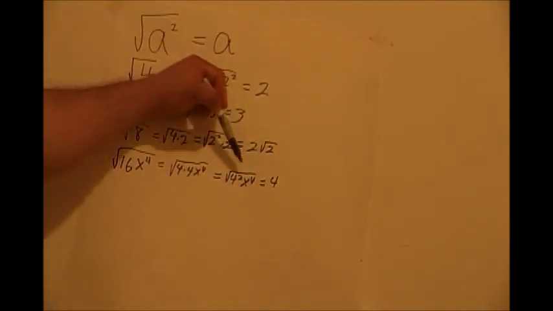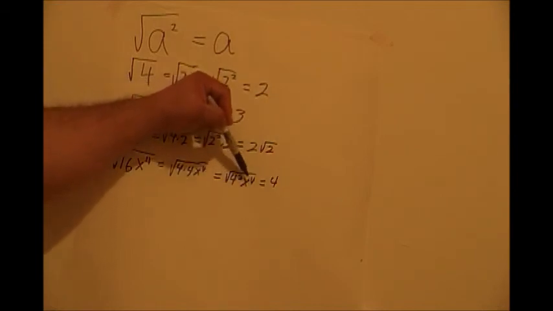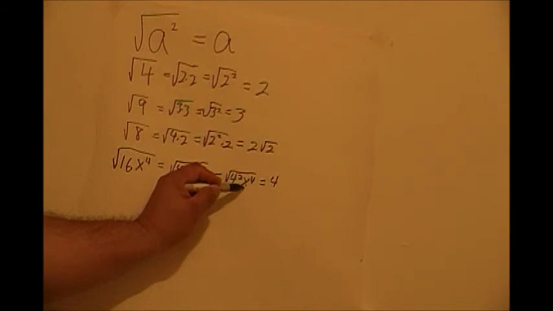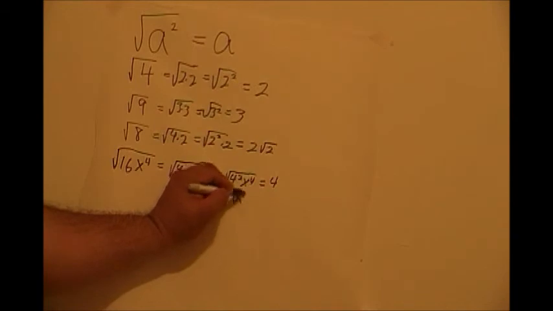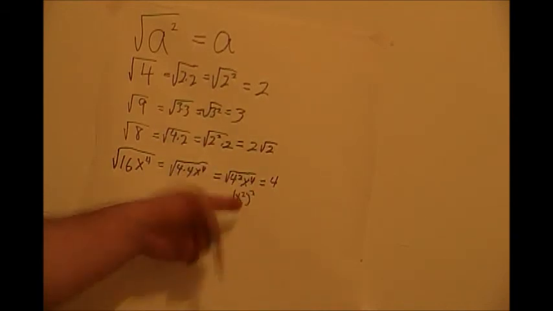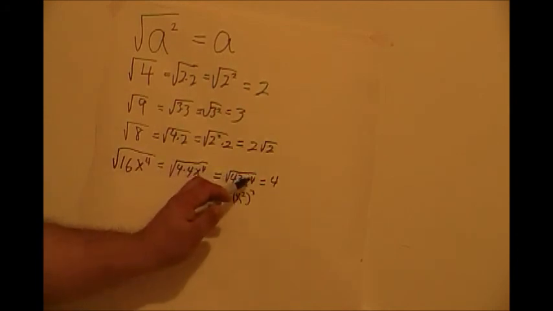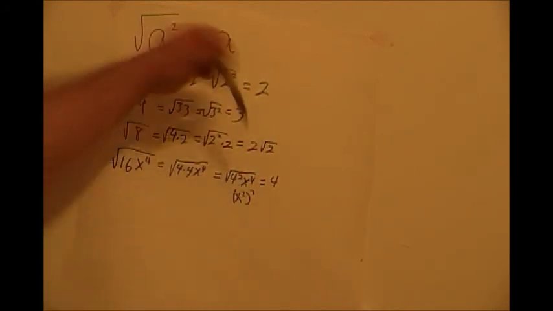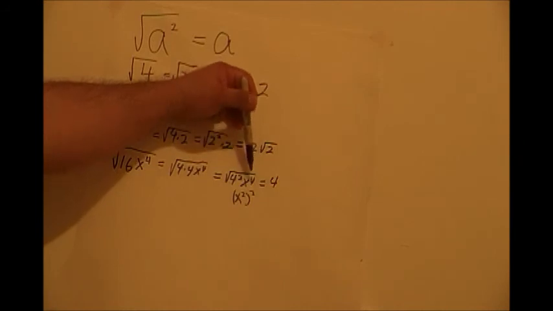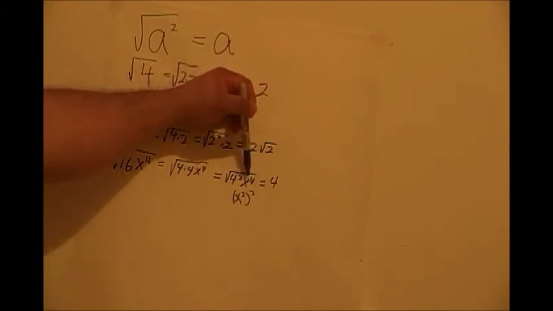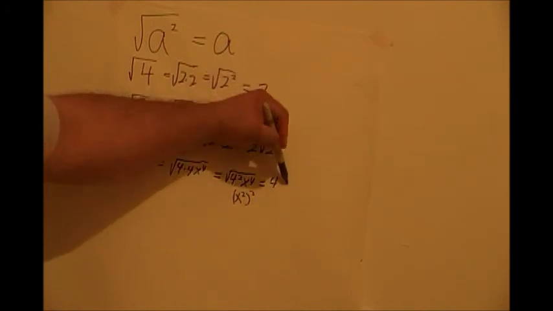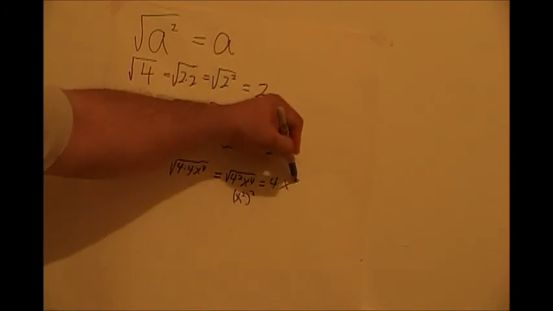Now, there are a couple ways you can tackle these variables. You can rewrite this x to the 4th as x squared squared. Or, and I find this much easier, whatever variable you have, you take the power and you divide it by 2, and it always comes out correct. So, x to the 4th power, what's 4 divided by 2? It's going to be x squared.